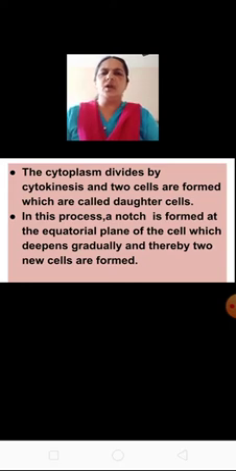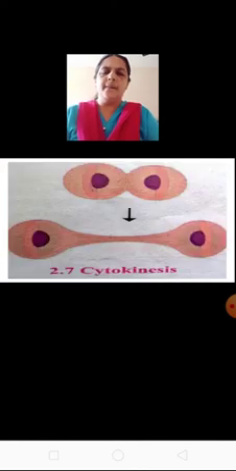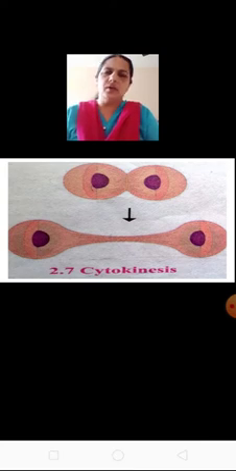In this process, a notch is formed in the equatorial plane of the two cells. See, in telophase, it was attached. Two cells were formed where they were attached. A notch is formed in the equatorial plane of the cell, which deepens gradually, and thereby two cells are formed. So in the middle, a notch is formed. You can see here in the diagram, the above one was telophase. Slowly it becomes elongated, a notch is formed in the middle, and two separate daughter cells similar to the parent come out.